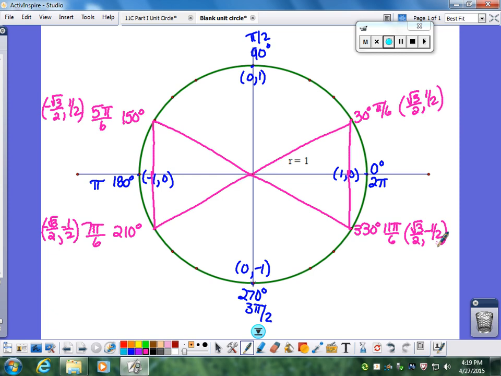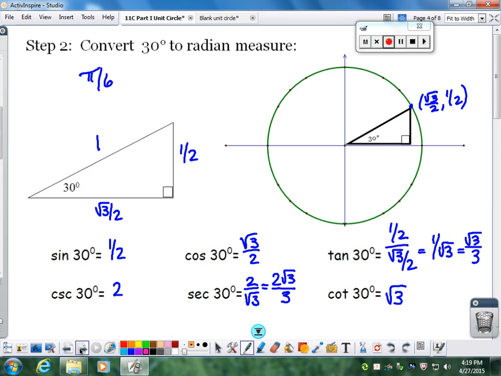And I'll show you how we're going to use this in class next time. All right, so those are our 30-degree family members. You've got to memorize the degree measurement, the radian measurement, and the coordinates that go with it, the x and y values. All right, next family member.